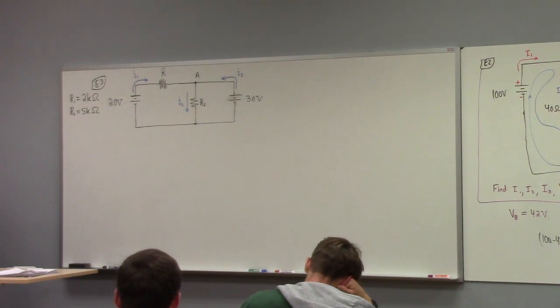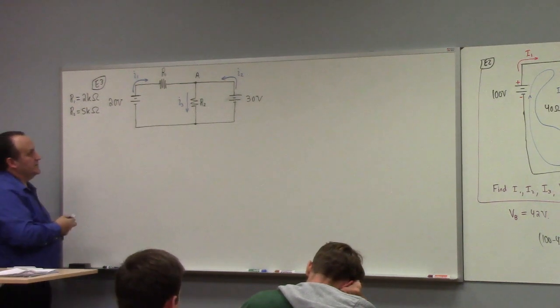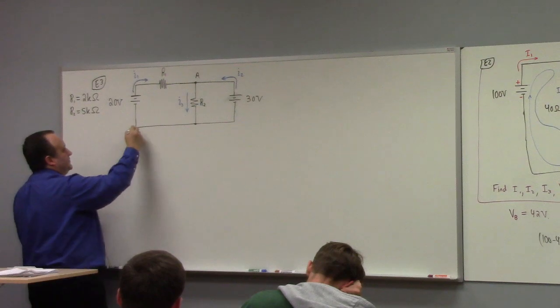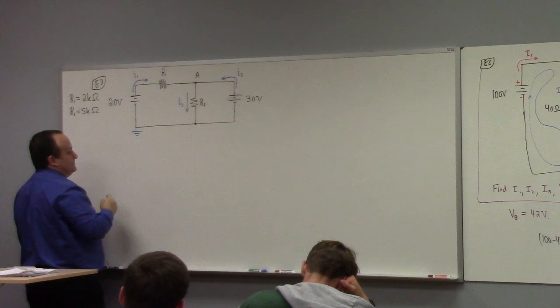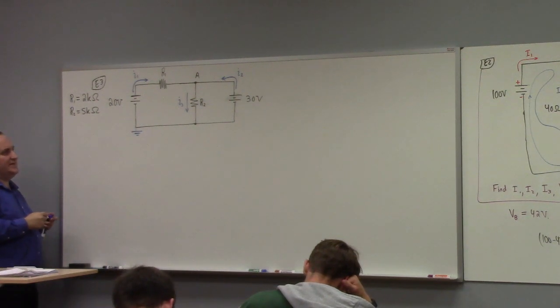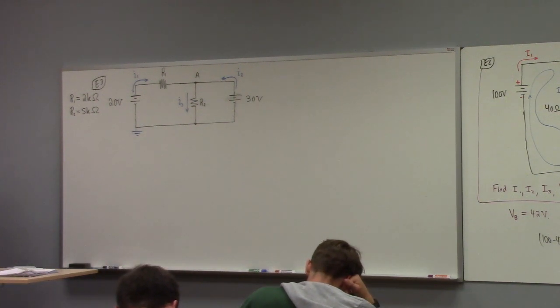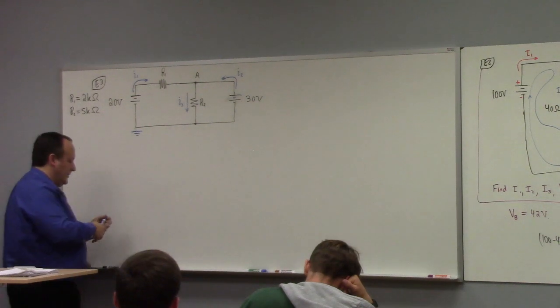All right, so great. Let's find the voltage at A, and let's find current 1, 2, and 3. And as per my usual laziness, I'll just stick the ground down here because why not? All right. So let's find the currents and the voltage at A. So what are we up against?